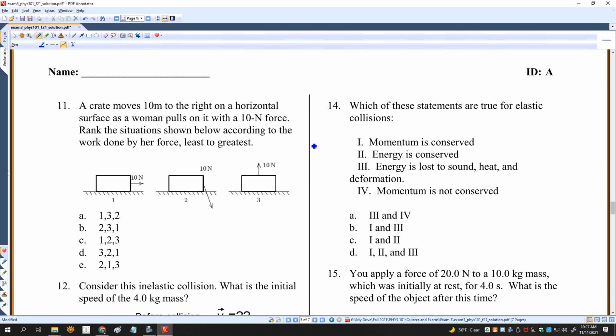All right, rank these from the work done by the force. This one does 0 work. And then of these two, if these two forces are the same, which they are, they're both 10 newtons, this one will do more work. So from least to greatest, I would have 3, 2, 1.